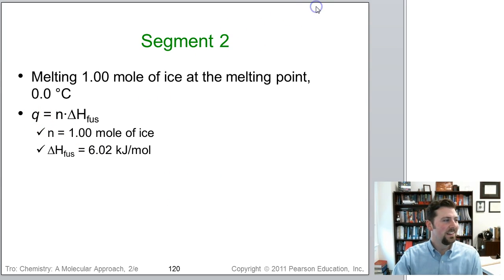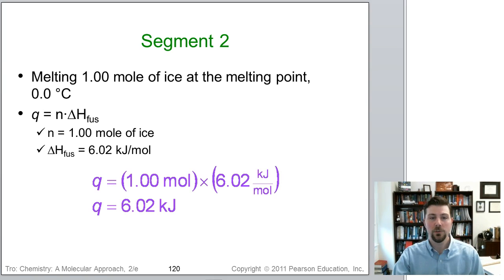Hopefully that was helpful. So all I have to do is multiply the number of moles times the delta H of fusion for this particular sample to find out the amount of heat. In this case, 6.02. So 6.02 kilojoules for segment 2. Now how much heat was required to go from minus 25 to melting my entire sample? Just segment 1 plus segment 2, these two amounts of heat.